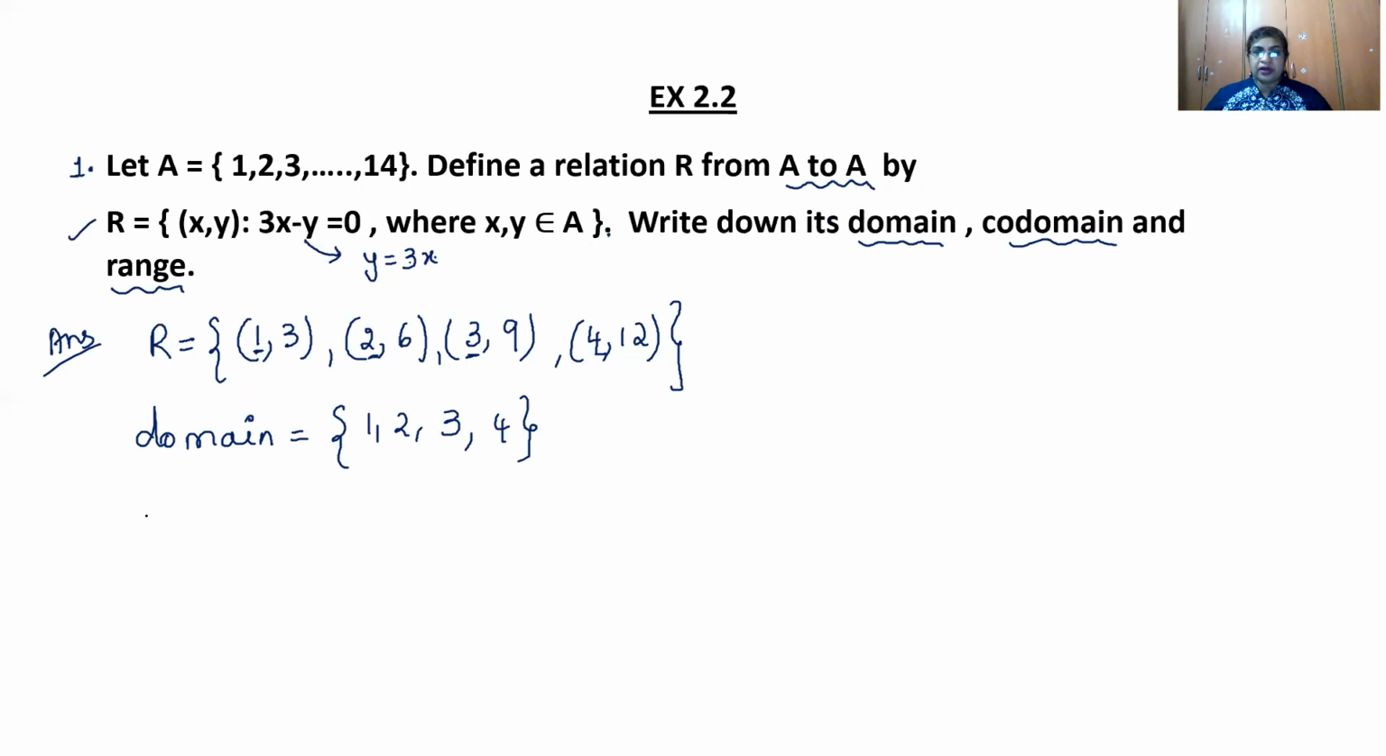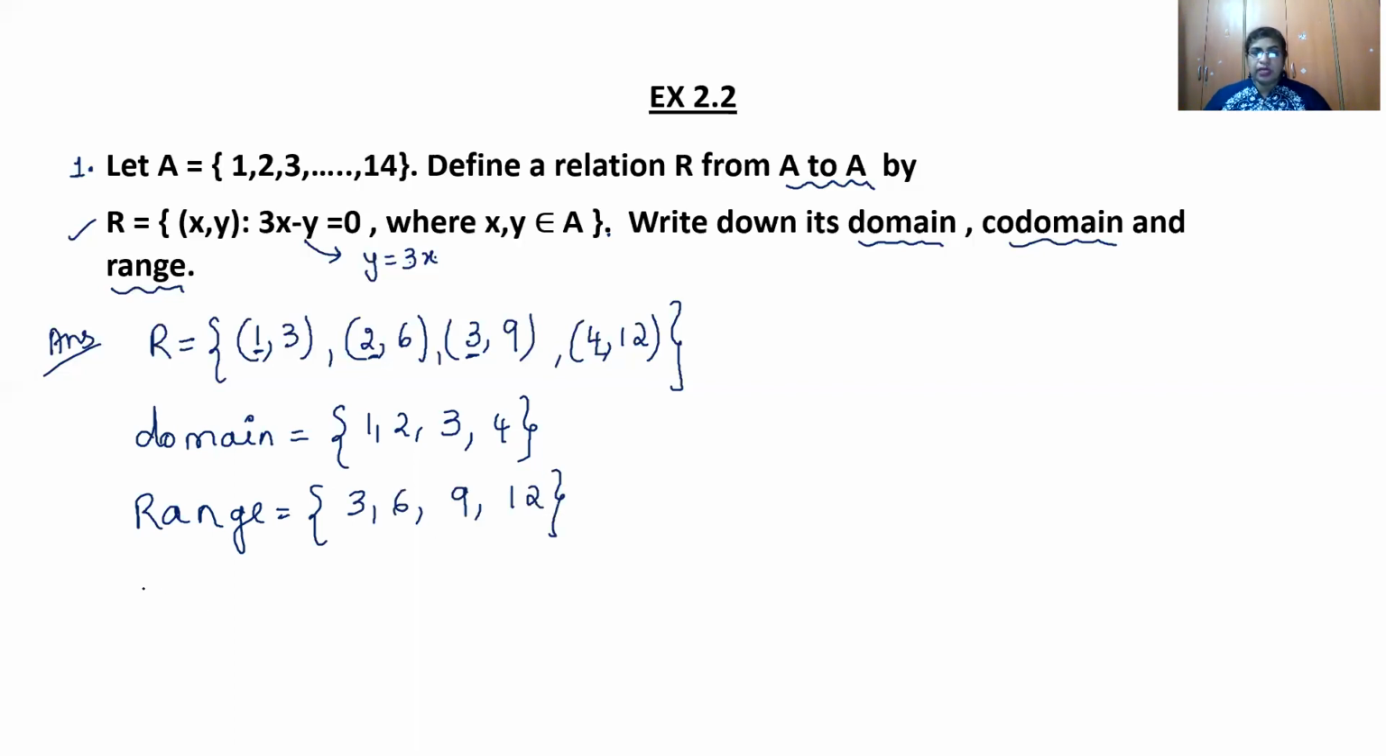Next, what is the range? Tell me, what is the range you have learned? The set of all second elements. So who are there in the second elements of R? 3, 6, 9, and 12.